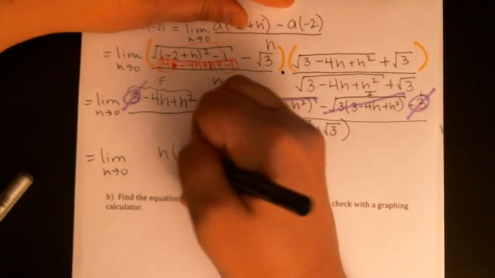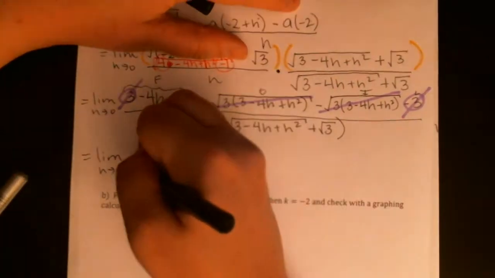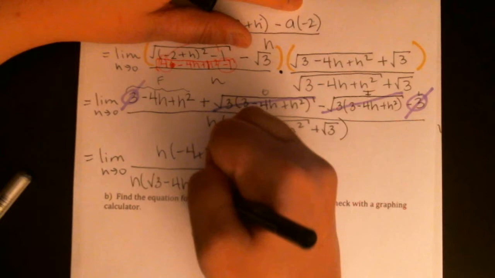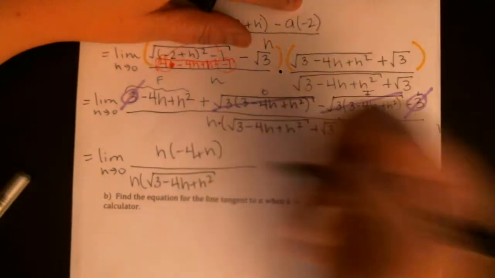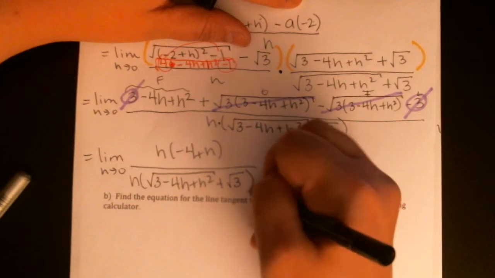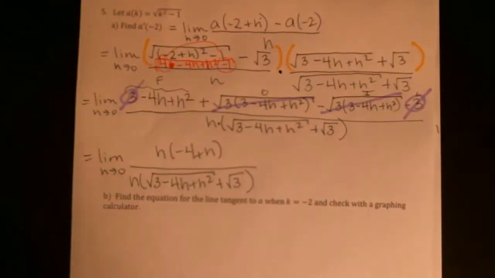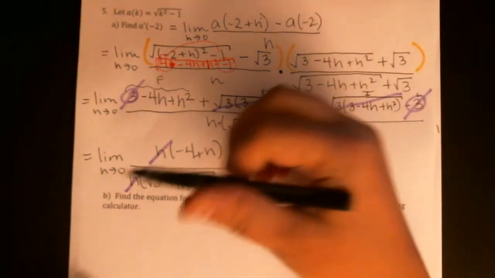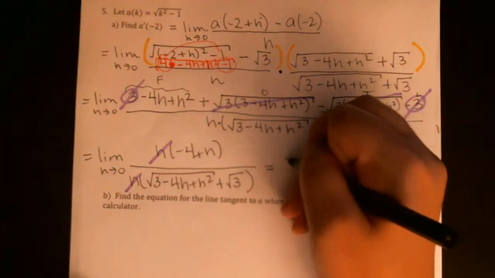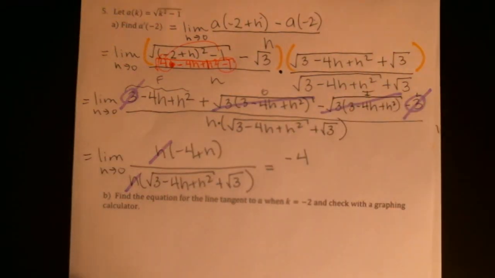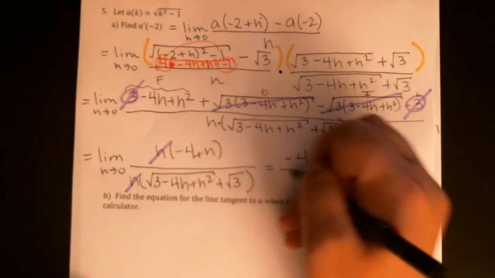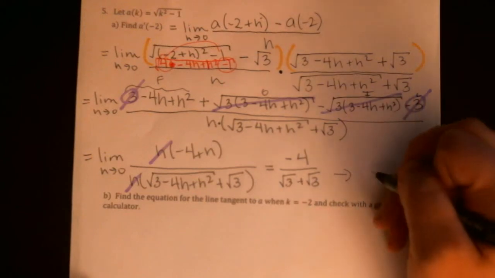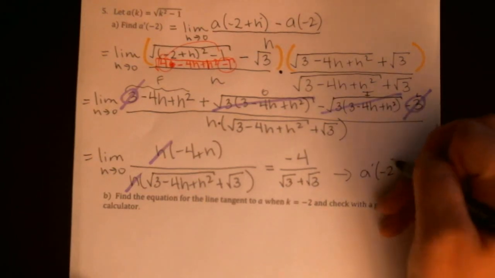So I would say I have h times negative 4 plus h, all over h times the square root of 3 minus 4h plus h squared, plus the square root of 3. And I then get to cancel the h's. H divided by h is 1. And then as h goes to 0, the top is just going to become a negative 4. The bottom is going to be a square root of 3 plus a square root of 3, which you can improve on even more. So I'm going to say a prime of negative 2.